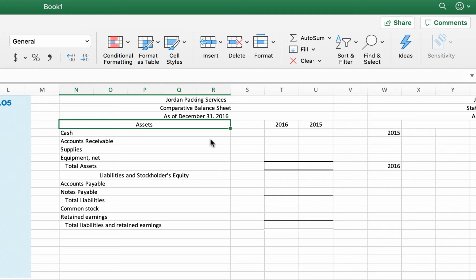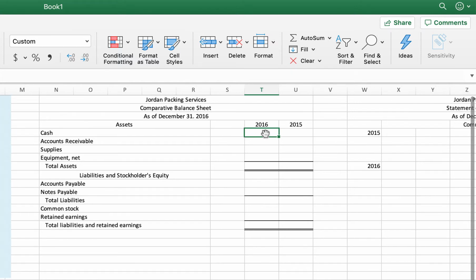The first thing I did was go through and list my assets in order of liquidity. Which asset is going to be turned to cash first, second, third, and so forth. Cash, obviously, is the most liquid asset we have. So I'm going to type in my values for cash as of 2016 and 2015. If I look at the problem over here, my cash for 2016 is 11,000 and my cash for 2015 is 12,000. I'm just going to plug those numbers in.